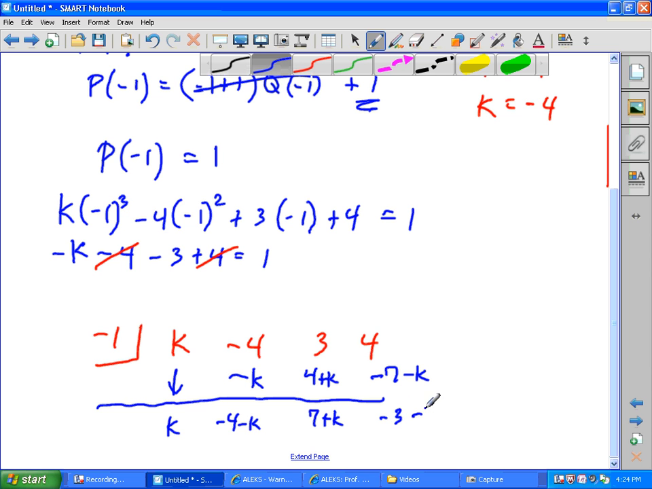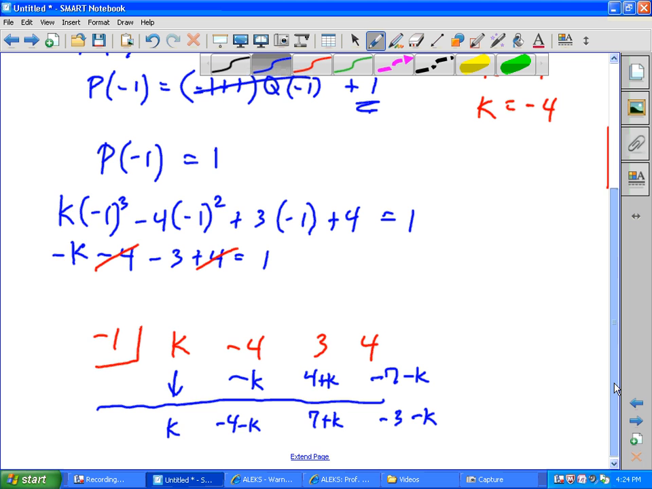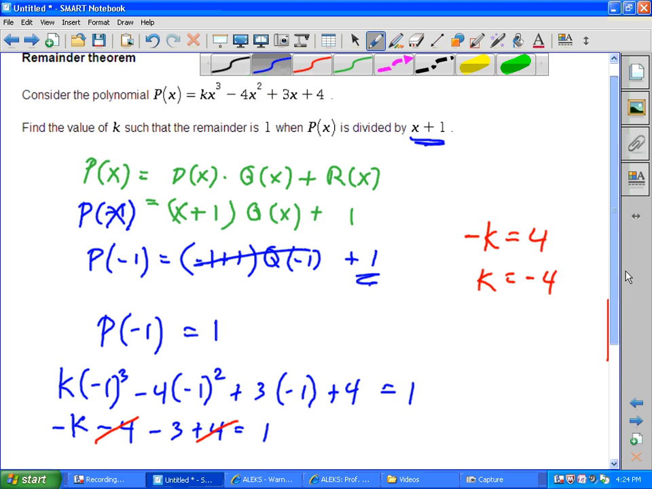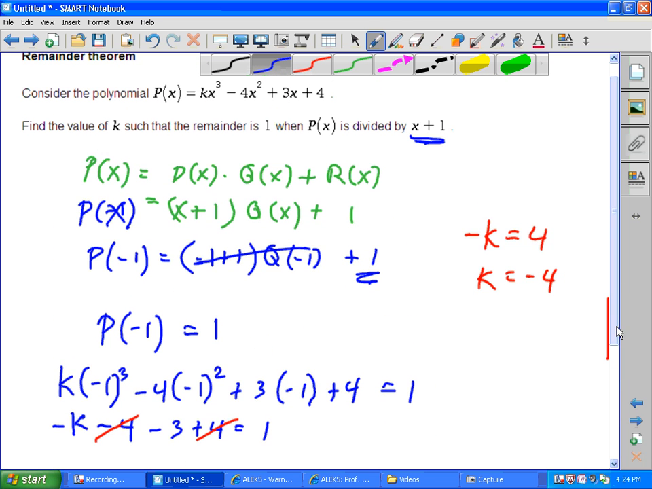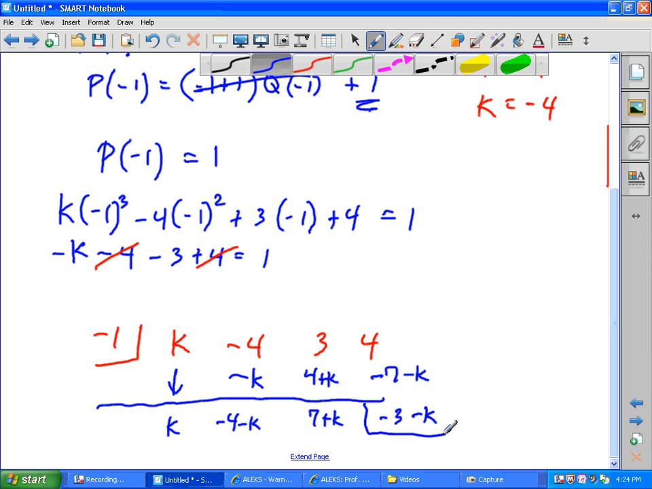Negative 3 minus k. But what did they tell me the remainder would be when I divided? Well, they told me 1. So if this is my remainder and they're telling me it equals 1, I set it equal to 1. Add 3 to both sides. Don't I get negative k equals 4, which is the same thing as I got here? K equals negative 4. So that's another way of doing it. You can do synthetic division with the k in there and then take your remainder and set it equal to the remainder they told you that you should get, and then you can solve for k.